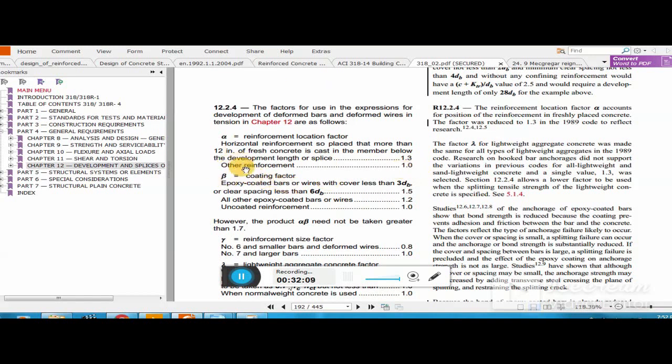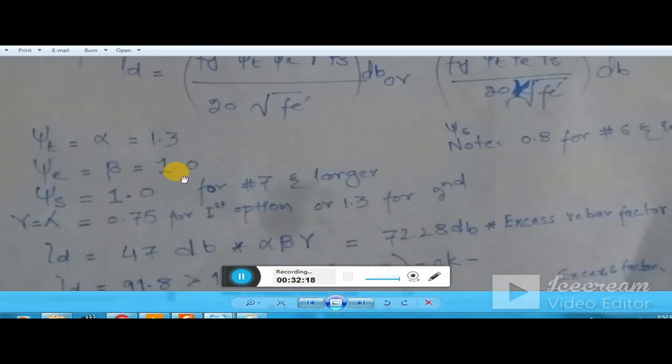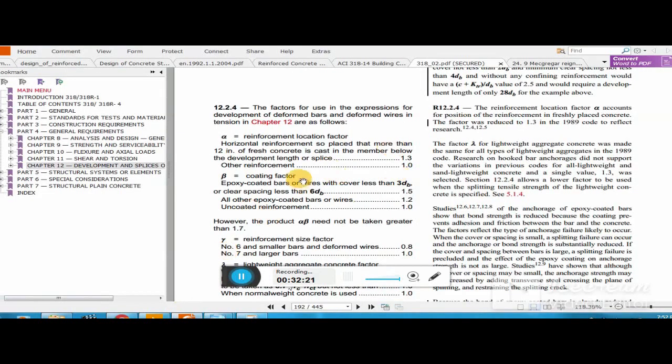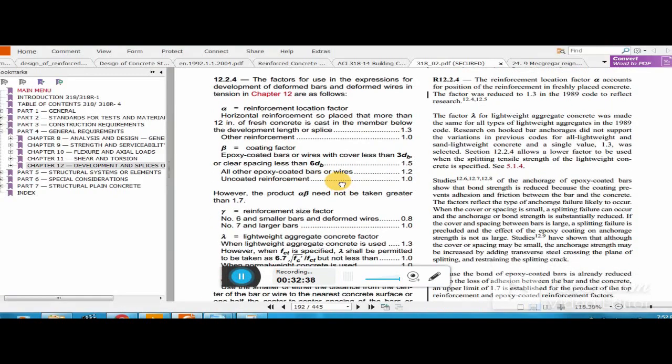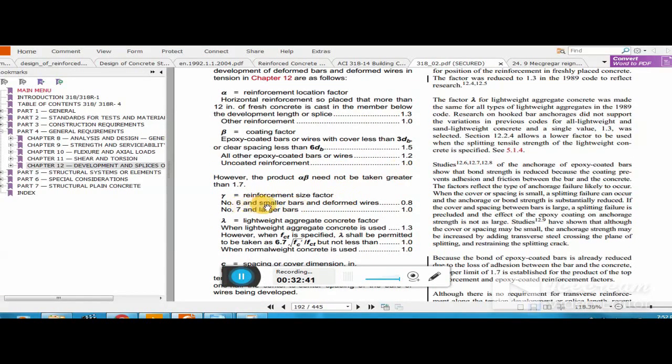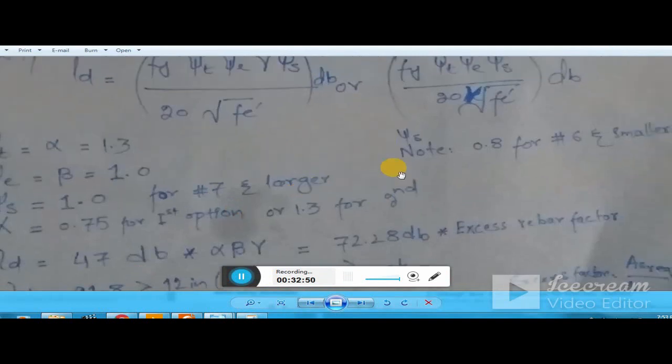The beta factor, that is psi e basically, the epoxy factor, that is 1. Okay, and you see here this is basically in the code. If you apply any kind of coating to the bars, then you have to select that in your desired value. Psi s, that is the size factor, and that is 1.0 for number 7 and larger. And if the bar is number 6 and smaller bars, then you have to use this factor. Okay, so I think this is clear right now. Clear? Note psi s is 0.8.